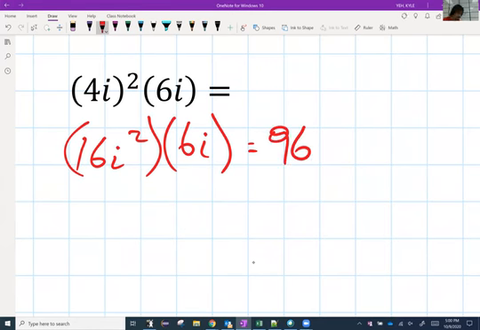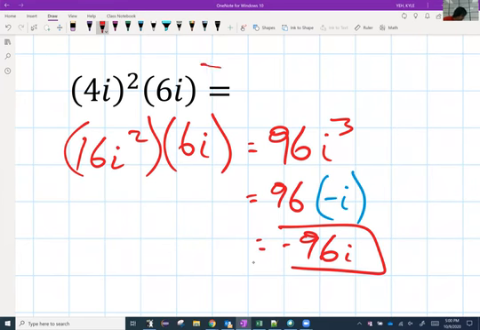i squared times i is i cubed. But let's simplify that. 96 times what was i cubed? If you look in your table, it was negative i. So 96 times negative i simplifies to negative 96i.